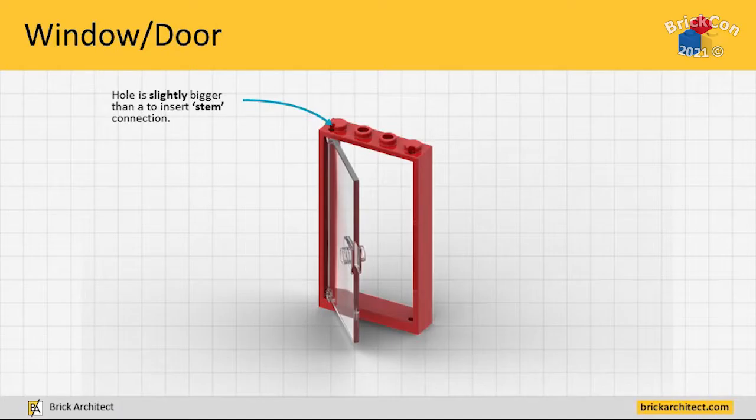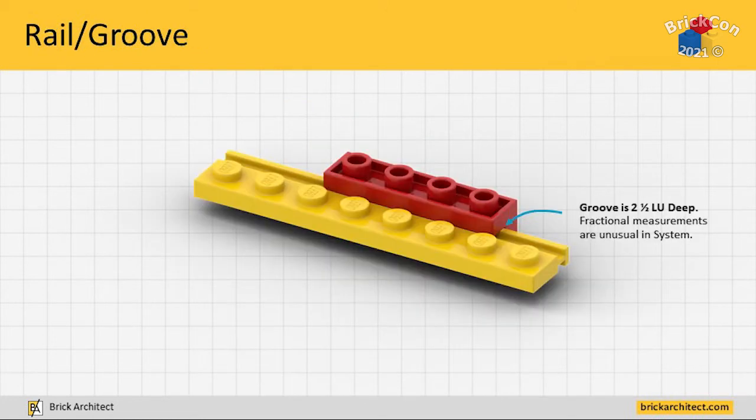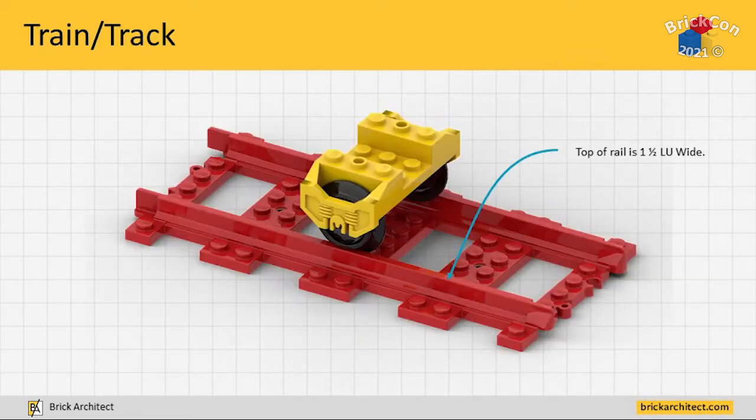The tiny hole that allows the window or door to connect. That hole is a little bit too big for a stem to connect into it. So if you stick a flower stem into it, it'll just slide right through, but it's close to the same. There's the rail and groove. And here's one of those rare examples of a 2.5 Lego unit depth. The groove in that part is half the width of a brick. The train track, and here's one that's 1.5 Lego units wide. The top of the track, that's how wide it is along the top.